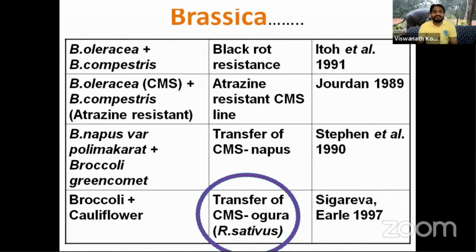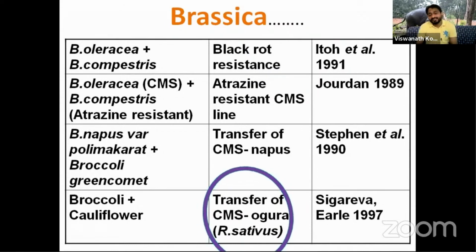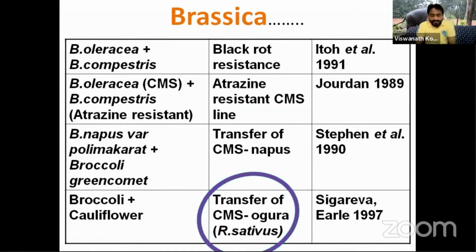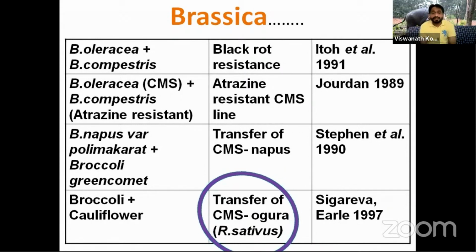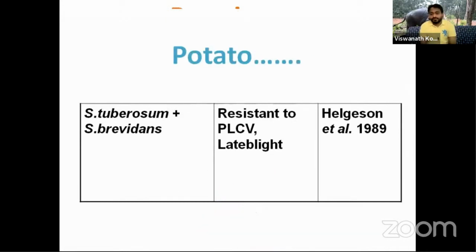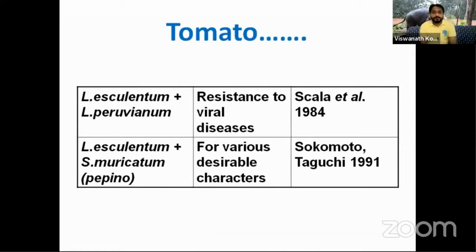So here the important thing is broccoli to cauliflower, transfer of CMS Ogura. In my next class, I will talk about this process. But remember this one: broccoli to cauliflower, the cytoplasmic male sterility was transferred through somatic hybridization. In potato also, in tomato also.